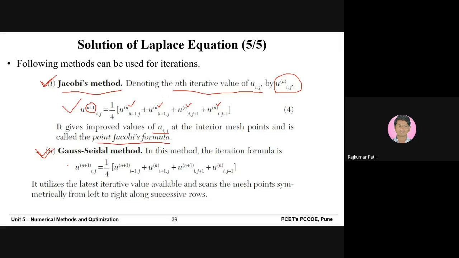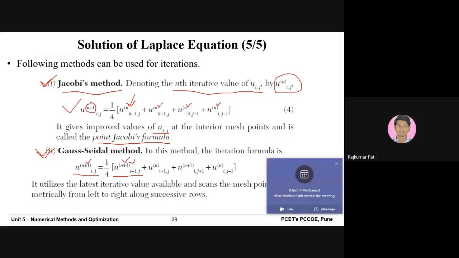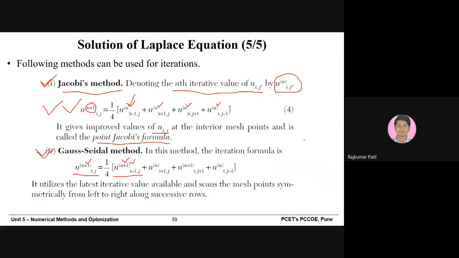Now in case of the Gauss-Seidel method, you can compare these two formulas, Jacobi's and Gauss-Seidel. Here also we want to estimate the next iteration, that is u_ij raised to n plus 1, which is equal to 1 by 4 u_(i minus 1)j raised to n plus 1. You can see the difference here: u raised to n, here u raised to n plus 1. In case of the Jacobi method, whatever values we estimated in the previous iteration are taken everywhere. So you will see u raised to n, u raised to n, u raised to n, and u raised to n. But what is done in the Gauss-Seidel method?